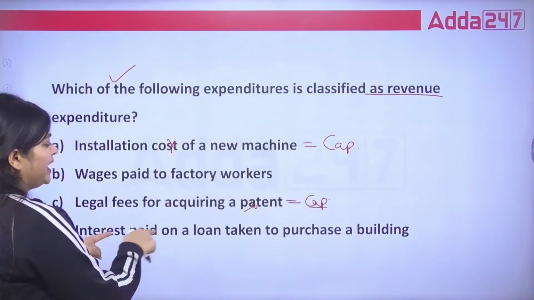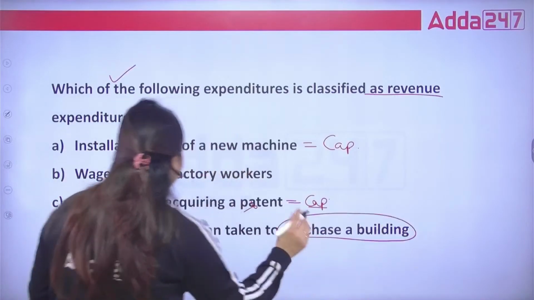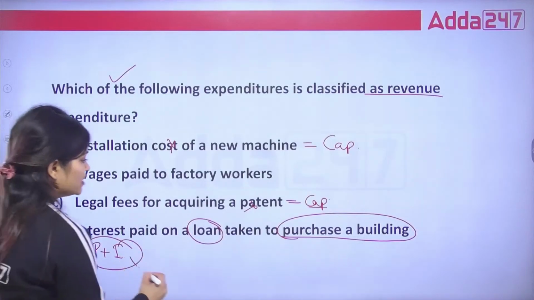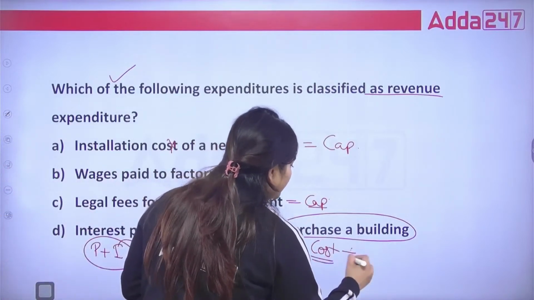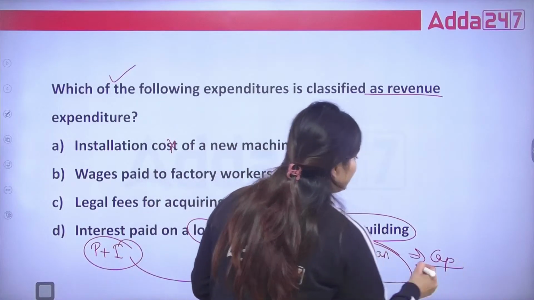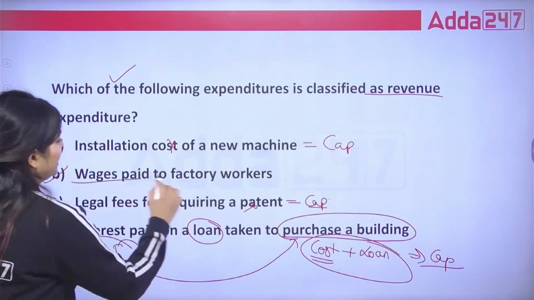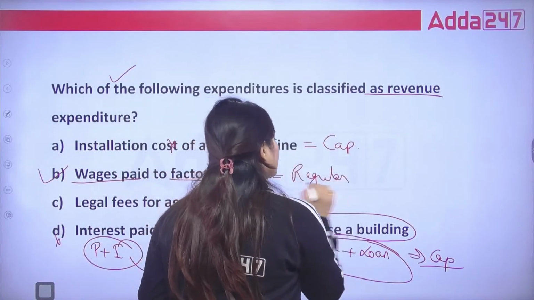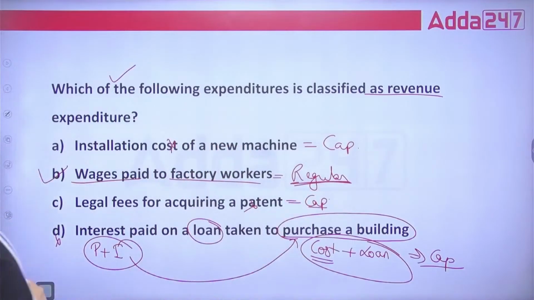Then interest paid on a loan taken to purchase a building. Now remember, if you are purchasing any building, and for that you have taken any loan, whatever principal plus interest you are paying, that is also part of your building. You need to add your loan amount also in your cost. So this is going to be your overall capital expenditure. That's why this is not your right answer. Correct answer is wages paid to factory workers. On a regular basis, you are going to pay this to your employees. So this is your answer B, revenue expenditure.